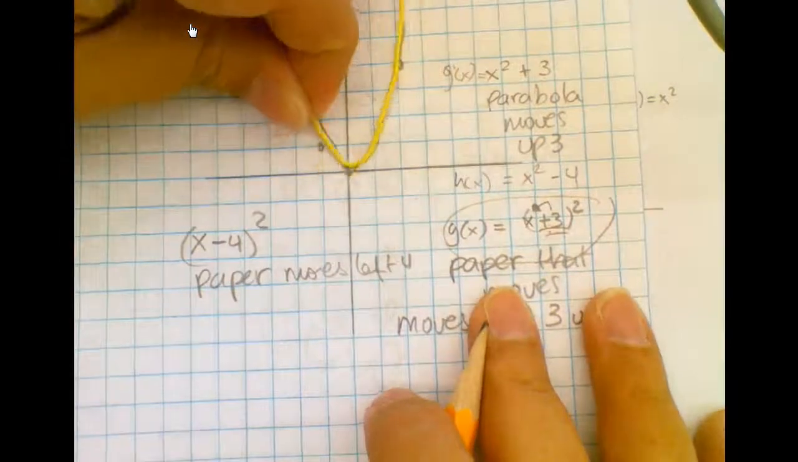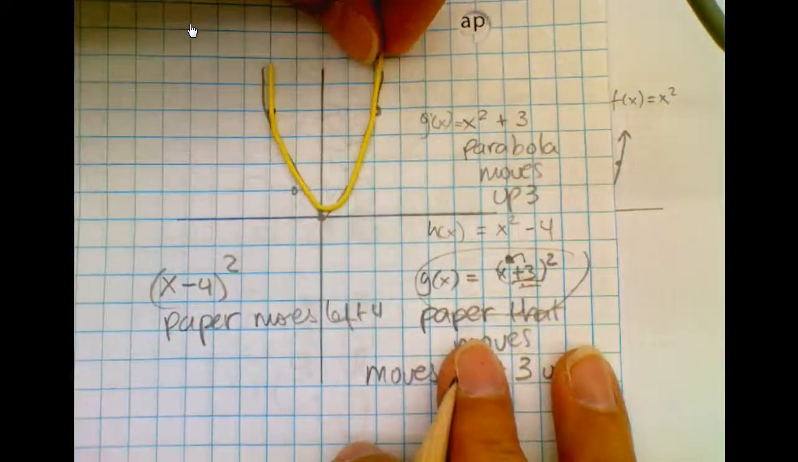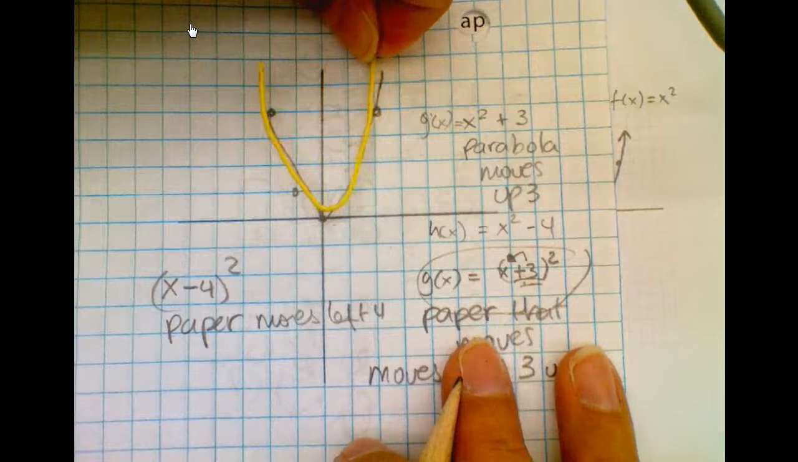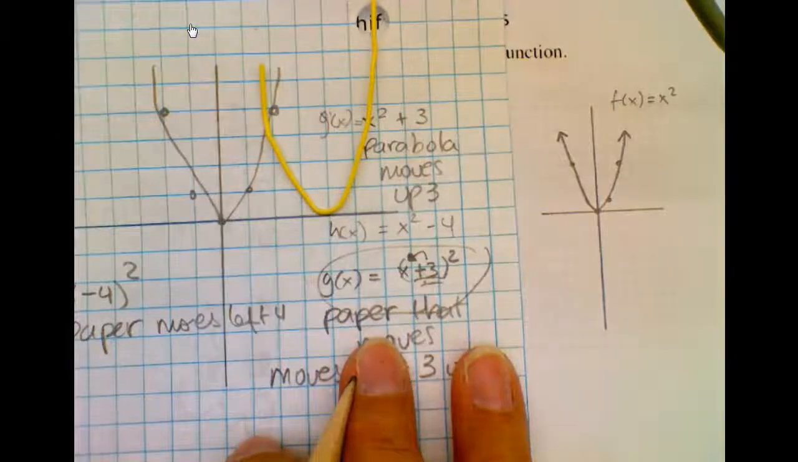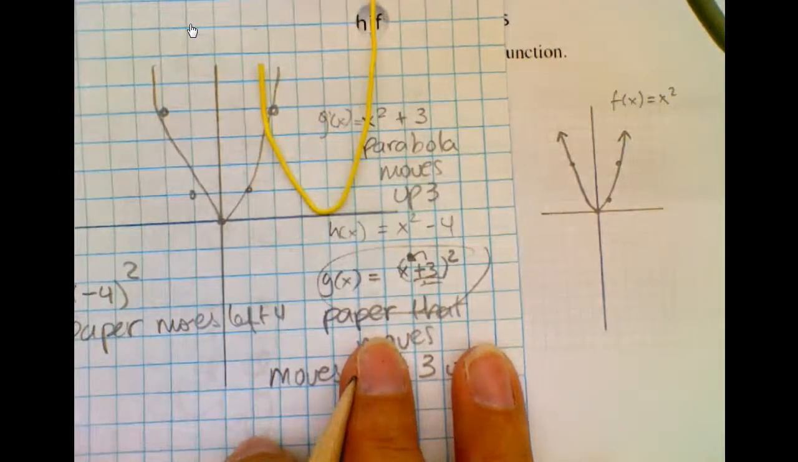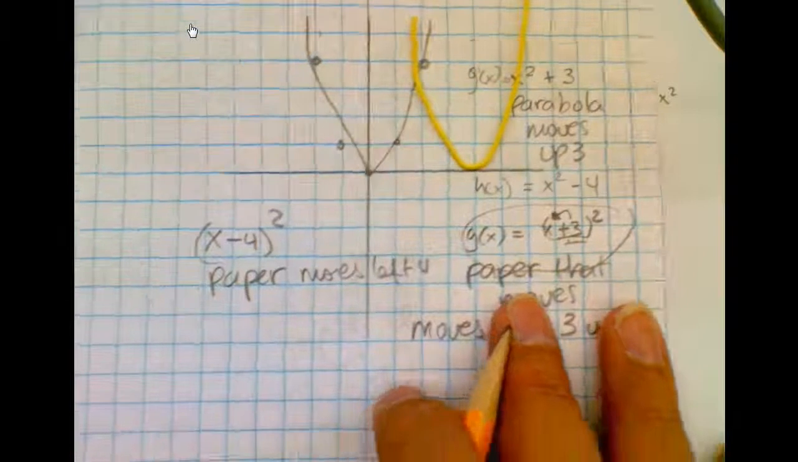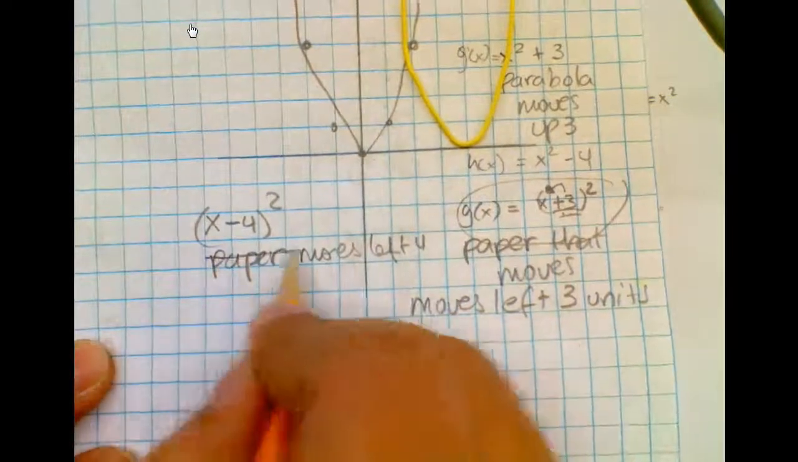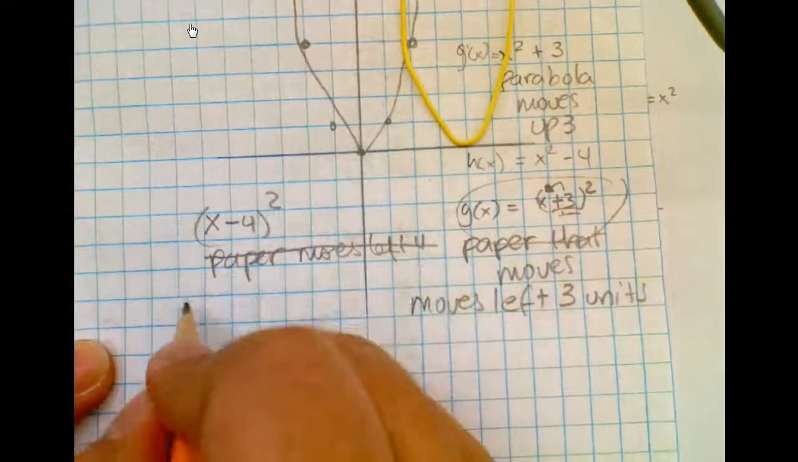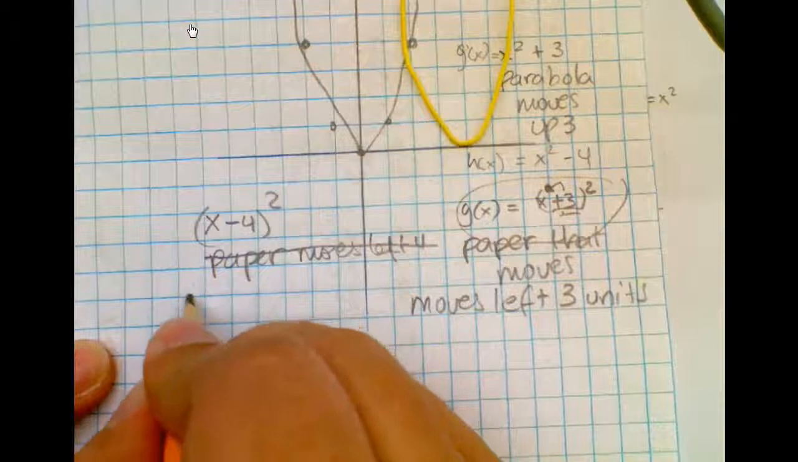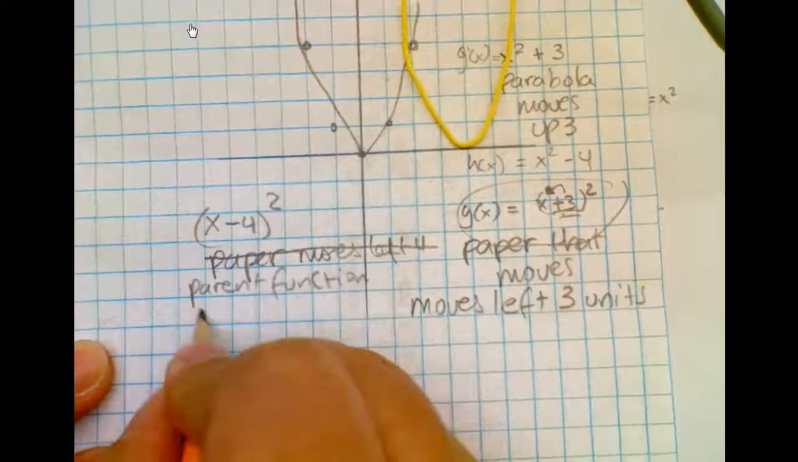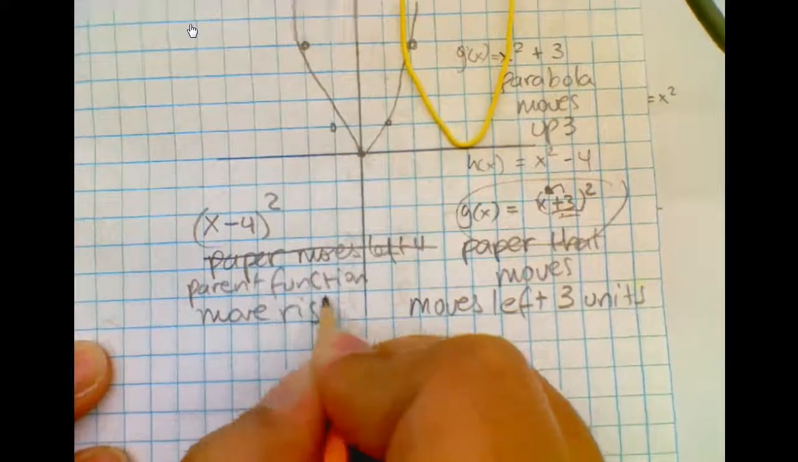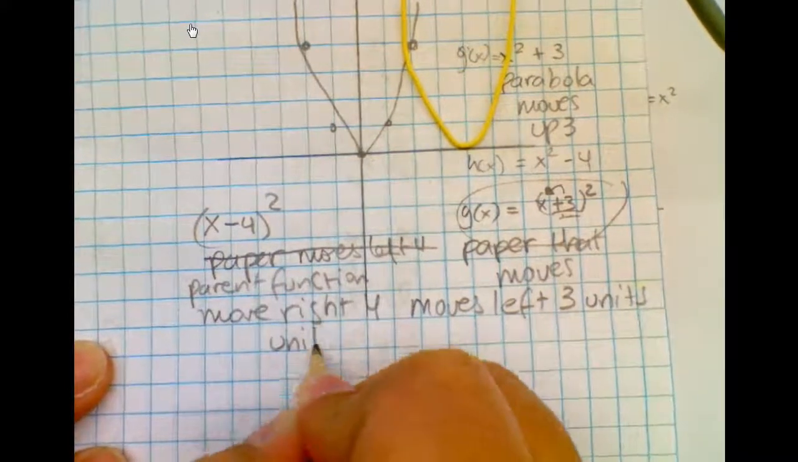So in my paper, I'm gonna leave my paper clip steady where it is, and now my paper is gonna move left. 1, 2, 3, 4. Visually, it looks like my graph moved right, but it's my paper that moved left. So as a result, this graph makes the original parent function move right 4 units. Nobody cares about the paper moving.